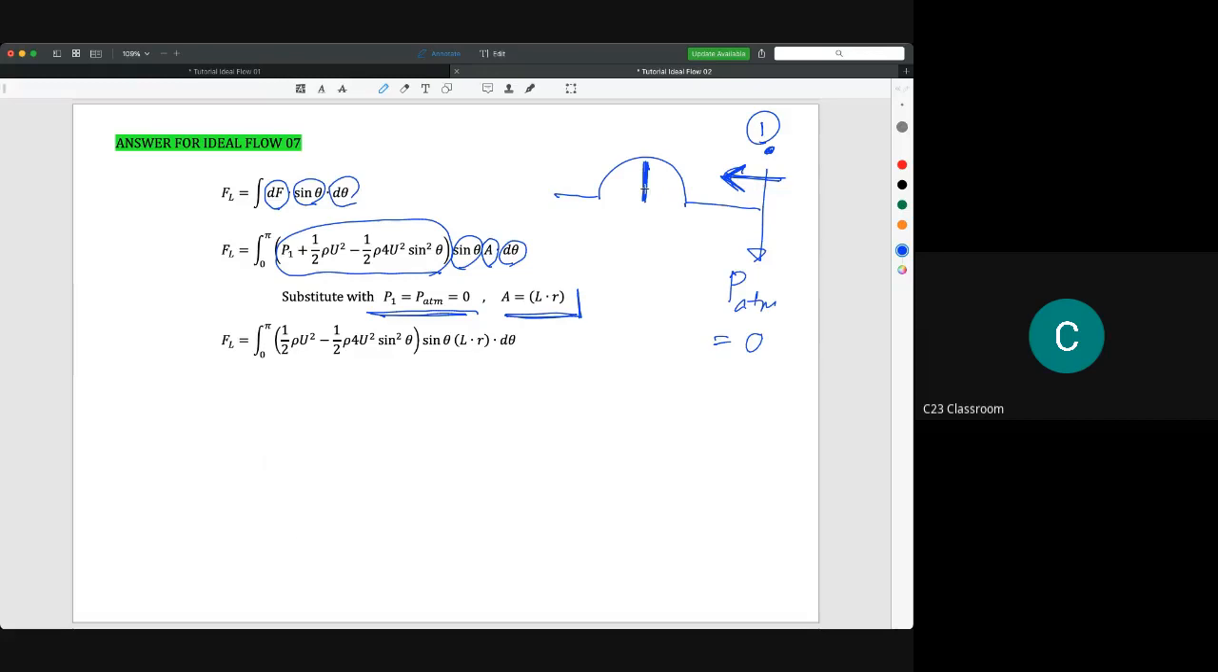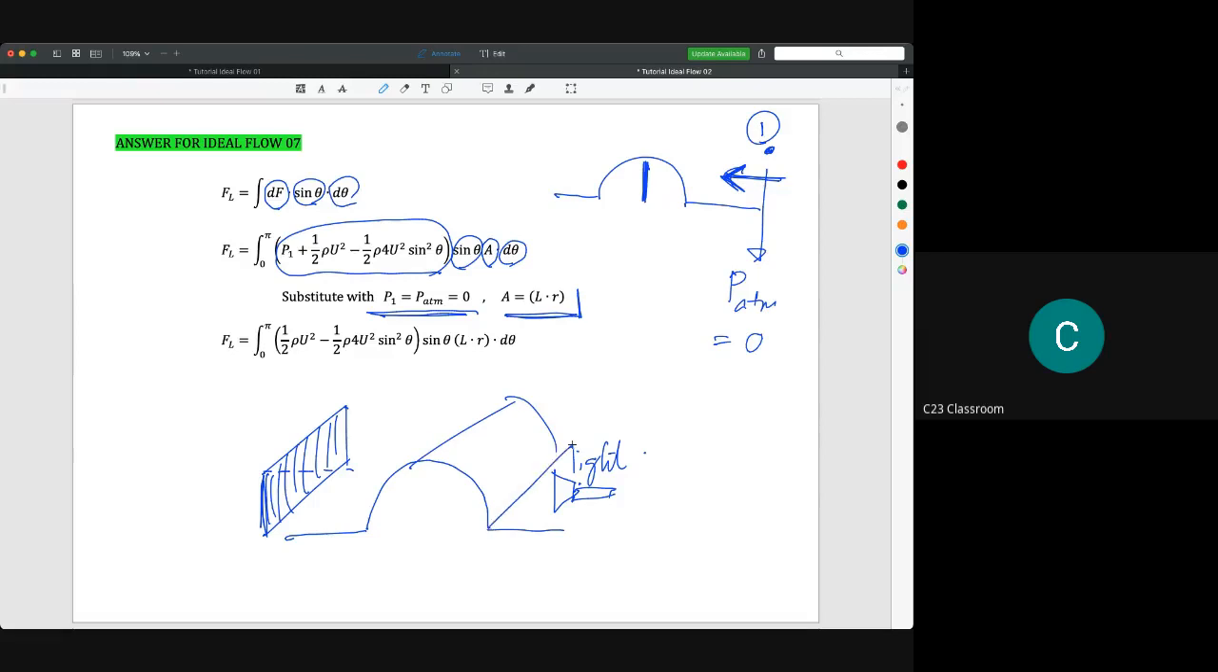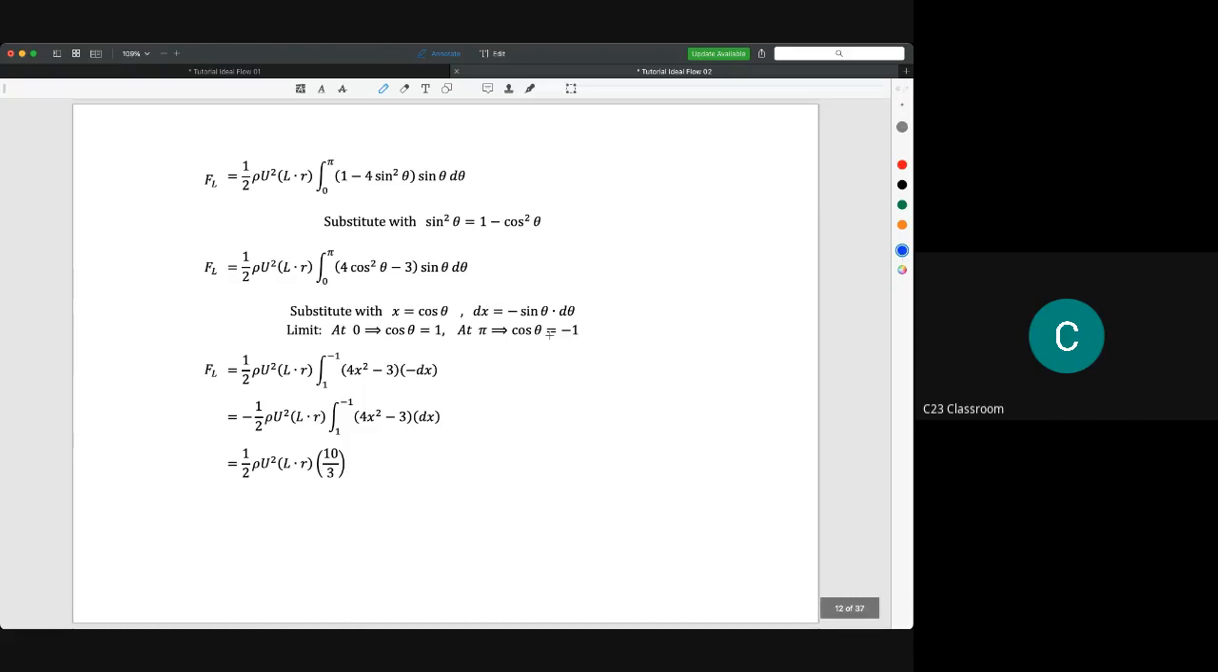Projection area means we have an object like this one, and when we put a light source here, the shadow gives us a rectangular area. This rectangular area is called the projection area. So the projection area for this calculation is L times R. We substitute all these values into this equation, and we could simplify it as this one.